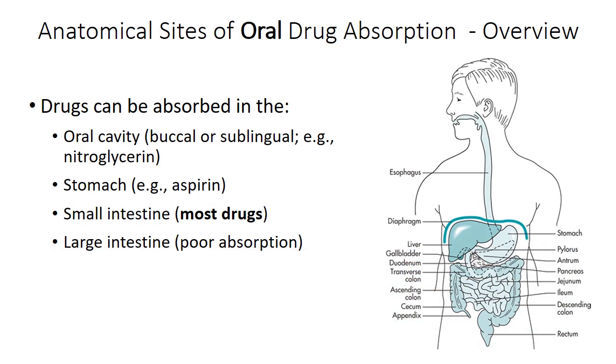So now I just want to go over a brief review of the anatomical sites for oral drug absorption. I don't want to spend a lot of time because this is really mostly physiology. Drugs are rarely absorbed in the oral cavity, but some of them are. Again, buccal would be cheek, sublingual is under the tongue, and nitroglycerin is a common example for sublingual administration for chest pain. Stomach, very rare, but aspirin is one of them that's absorbed there. Small intestine would be most drugs, in the duodenum and jejunum. And then large intestine, it's very rare that drugs have much absorption in the large intestine.